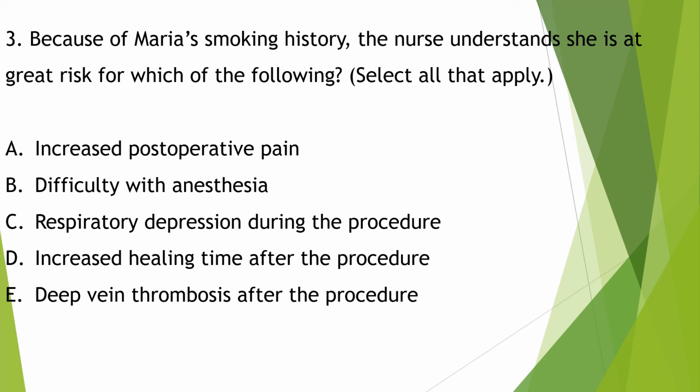So here you need to understand two things. Smoking puts the patient at risk for respiratory depression, also for deep vein thrombosis and increased healing time. So this is for smoking. And if the patient was an alcoholic, that might have posed problems with anesthesia and increased post-operative pain. So that's for alcohol and these three are for smoking.